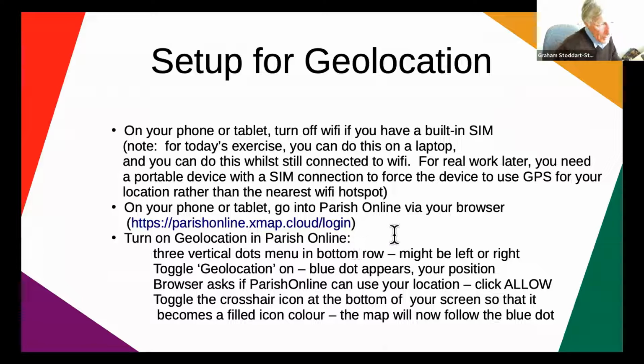So if you've got Parish Online up in your browser on your phone, there is either on the left or the right, depending on what sort of phone you've got, three little vertical dots as a menu choice. If you click on that, it'll offer to turn your geolocation on. So you can tap that to turn it on and then click the X to move it away. And what geolocation does is put a blue dot which represents where you are.